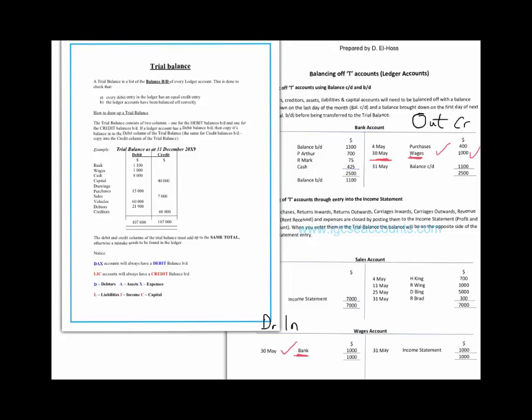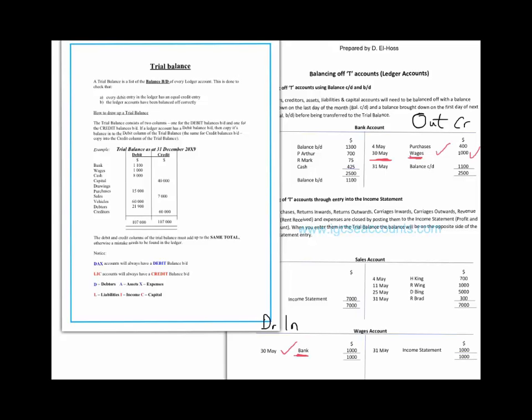If we look at the bank account here in this example, we can see that the credit side is a total of 1,400, and on the debit side you have a total of 2,500, which means the balance carried down on the 31st of May is going to be 1,100, and the balance brought down on the opposite side of the carry down figure is going to be 1,100.